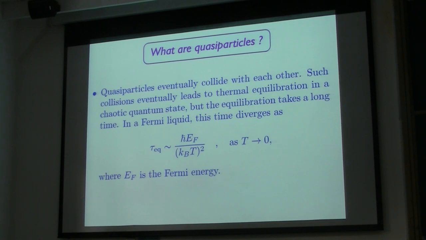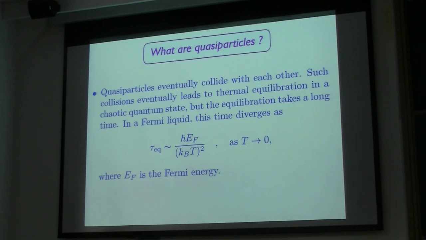Well, each quasi-particle is kind of a lump that moves on its own. So it'll take a long time for that system to equilibrate and settle down. The quasi-particles have to collide with each other, and once they collide, then they'll eventually thermally equilibrate. And how long will this take?